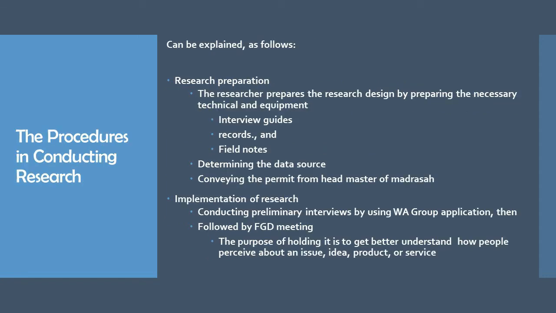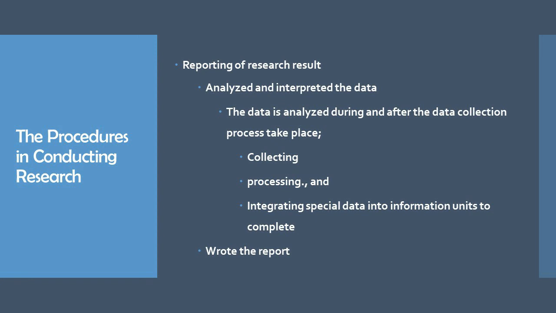There are 3 procedures in conducting this research, namely research preparation, implementation of research, and the last one, reporting of research results. In the research preparation part, the researcher prepares the research design by preparing the necessary technical matters and equipment such as interview guides, records, and bullet notes, and then determining the data source and conveying the permit from the institution itself. Then in the implementation of research part, the researcher conducted preliminary interviews using a WhatsApp group application, followed by an FGD meeting. In the last part of the procedures, the researcher analyzed and interpreted the data. After that, they wrote the report in qualitative form.